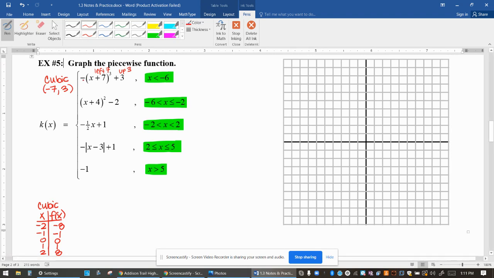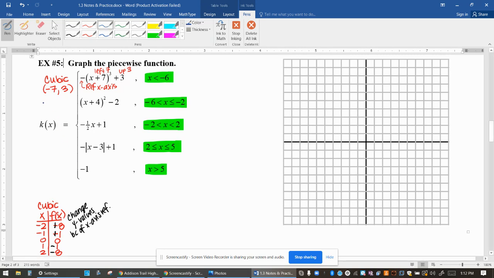The next thing that I notice is there's a negative in front of the grouping symbol. That means that this is a reflection over the x-axis. Reflection over the x-axis means that your y values change signs. So I'm going to go ahead and change the signs of all the y values because of the x-axis reflection. Okay, so that's that for the cubic.